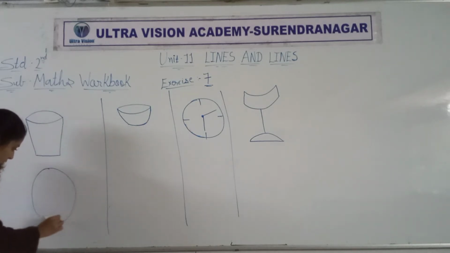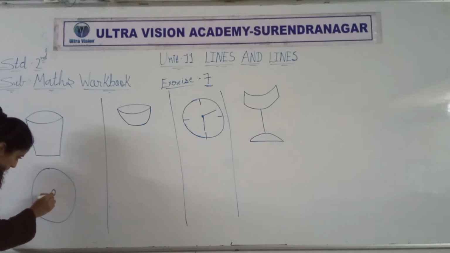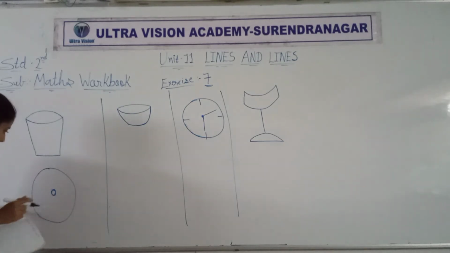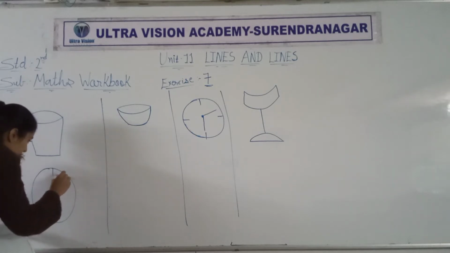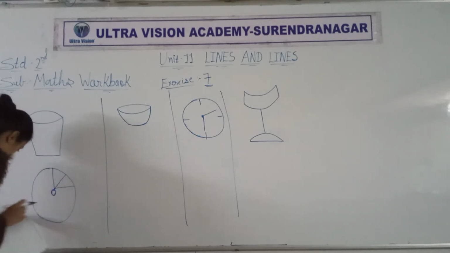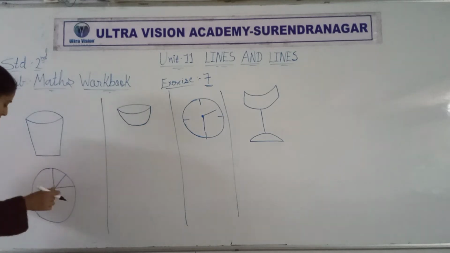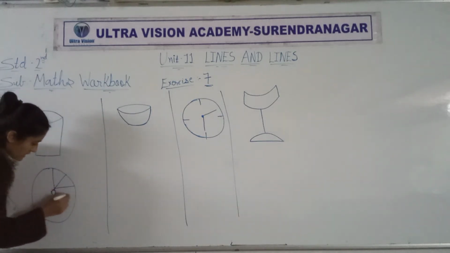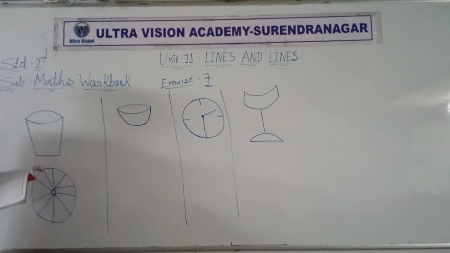We have to make a round first. Then we make again a round inside the big round. Right? Just like it. Then we have to use here a standing line. Again a standing line, standing line. How many lines are there? 1, 2, 3, 4, 5, 6, 7, 8, 9 and 10. It's 10. You have to draw here 10 lines. Okay?